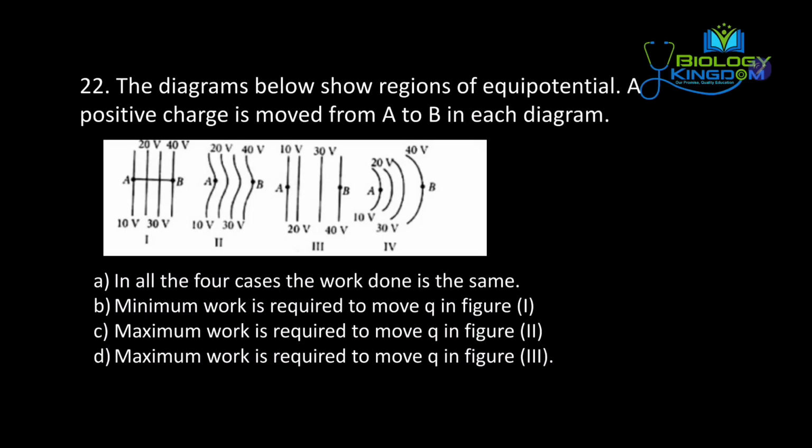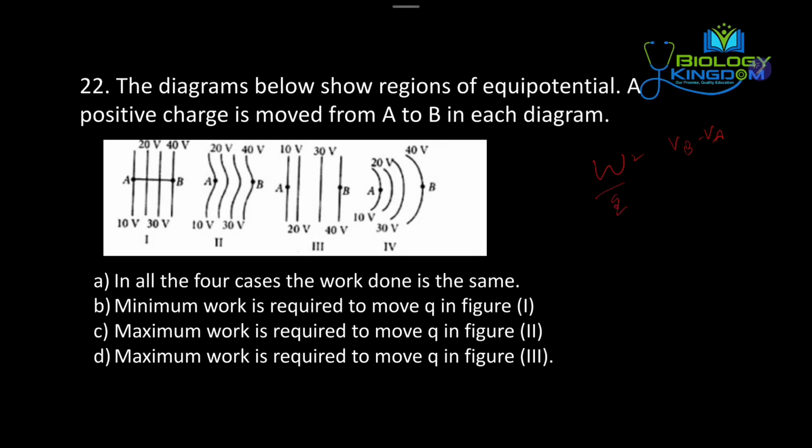This is another interesting question here. You can see here some diagrams are given and we have to find, for a positive charge removal in all the four cases, the work done. So whether the work done will be same or minimum or maximum in the figures. Okay, so what is work done basically? If you remember in potential, we have discussed that work done is equal to change in potential, VB minus VA.